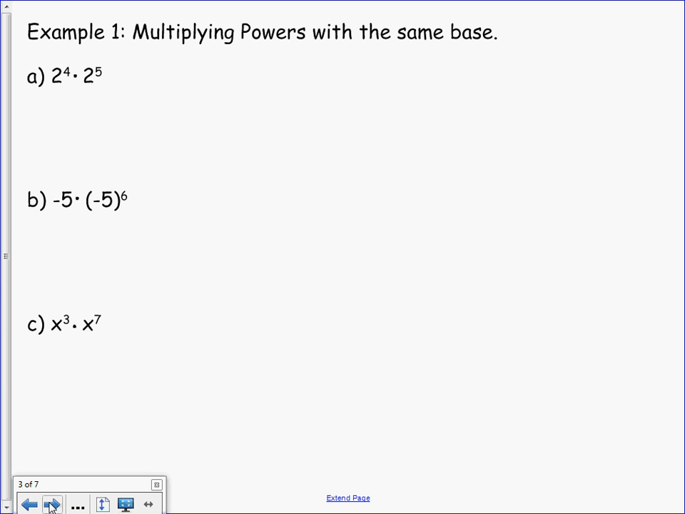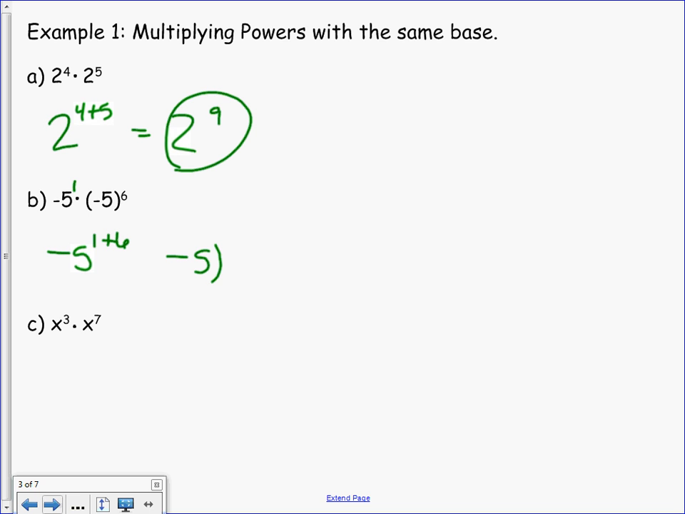Alright, so now let's do a couple examples of powers with the same base, using the product of powers property. Okay, so our base here is 2, and so then we're going to add the exponents 4 plus 5, and then we can simplify that to 2 to the 9th power. Okay, now here, what is the exponent of negative 5 when there isn't an exponent there? Well, that would be 1. So this is really negative 5 to the exponents 1 plus 6, so negative 5 to the 7. All right. And now we have our base of x, and the exponents are 3 and 7, so that'll be x to the 10th power.